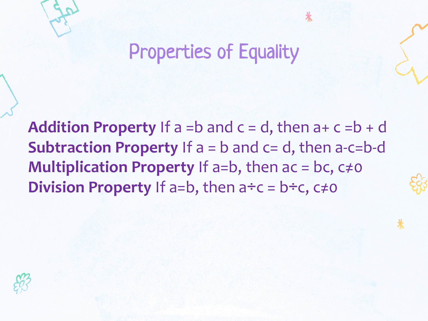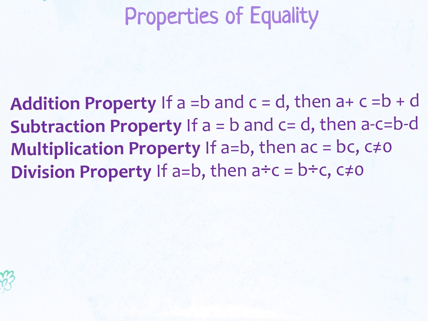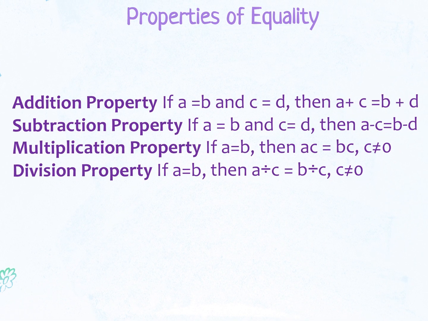So the first one is called the addition property of equality. And what you're going to be doing here is if A equals B and C equals D, then A plus C is equal to B plus D. And then the subtraction property of equality again says if A equals B and C equals D, then A minus C is equal to B minus D. And basically all you're saying here is if you subtract the same number from both sides, the equation stays the same. It stays equal.